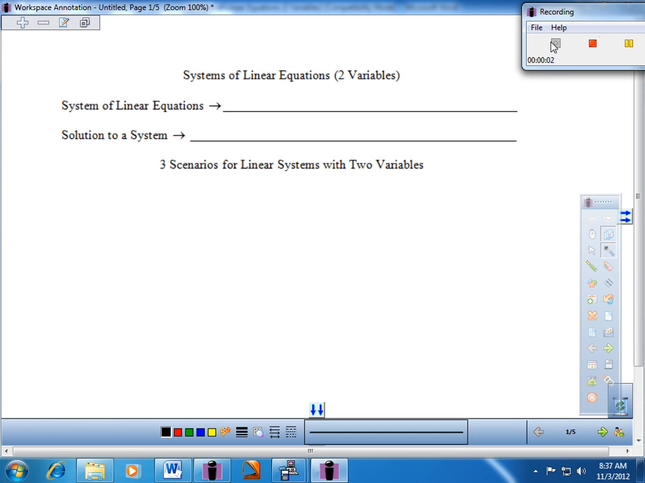Welcome everyone. The title of today's notes is Systems of Linear Equations in Two Variables. This represents the beginning of a new unit where we're going to be looking at a variety of systems of equations and systems of inequalities. Today you'll probably see a lot of overlap from Algebra 1, but there are some prerequisite skills that we want to solidify before moving forward.